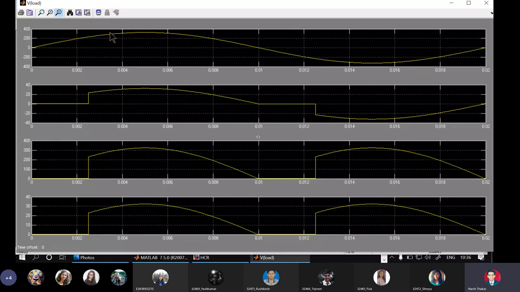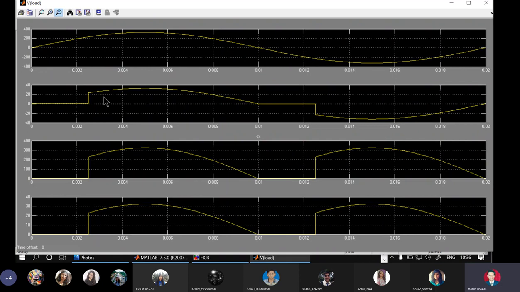This is 0, pi by 2, pi, 3 pi by 2 and 2 pi, and accordingly the first waveform is the source voltage waveform which has a peak value of 326. We know that source voltage Vs is Vm sin omega t. Because the RMS value is 230, Vm will be 230 into root 2, which comes out to 325 point something. So basically it is a 325 volt peak, or 650 volt peak to peak, or a 230 volt RMS 50 hertz single phase source.